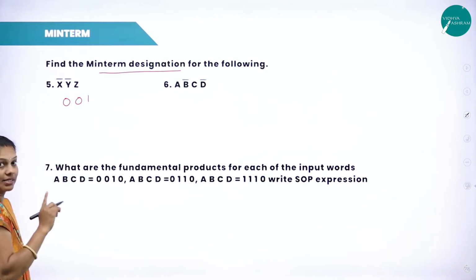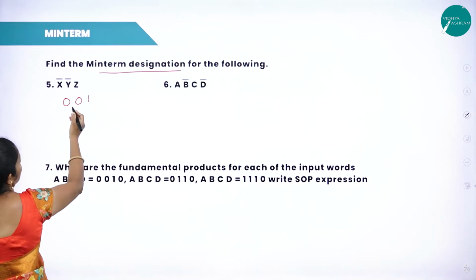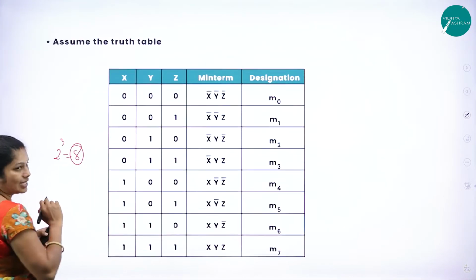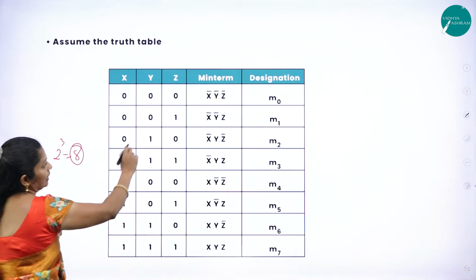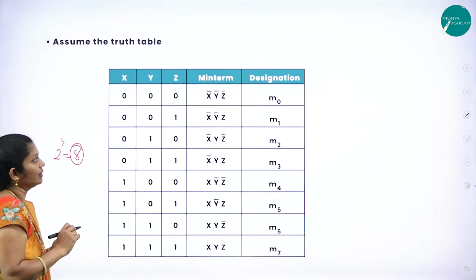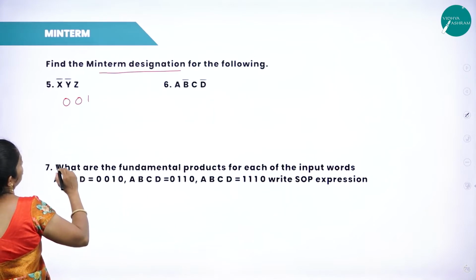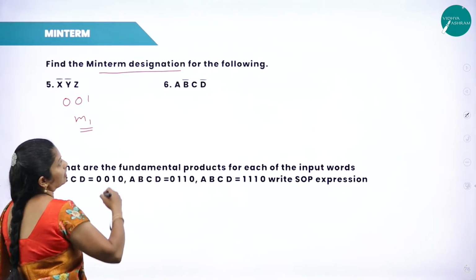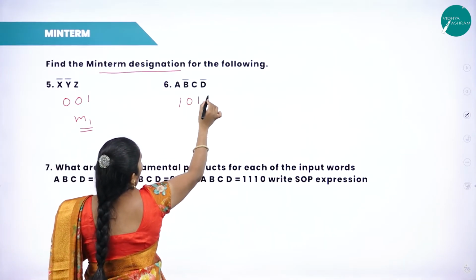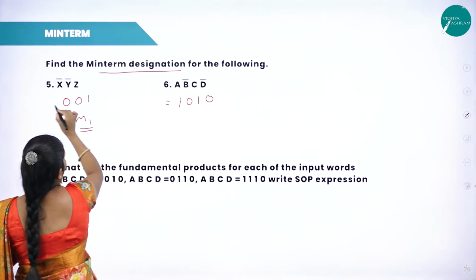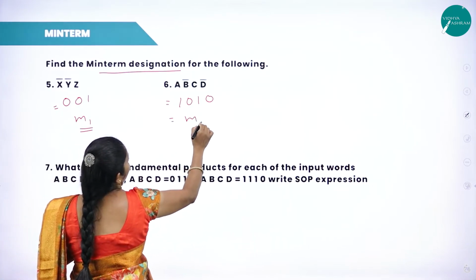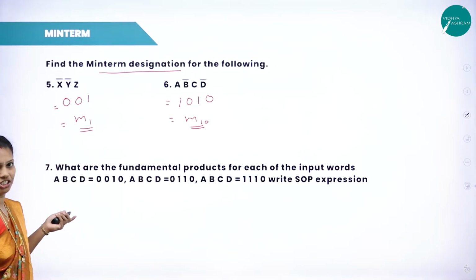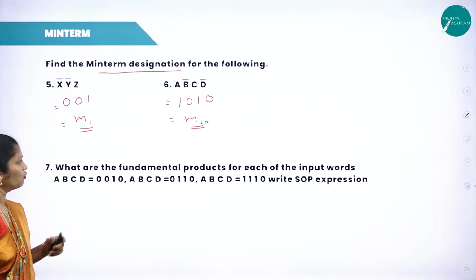Then what is the designation for this one? Here there are 3 variables, so you only have to see the values of the 3 variables. When you see the table, here 3 variables, see the value. What is the value there? 001. 001 is nothing but M1. Then write down the designation, that is M1. That's all. Now here 1, 0, 1 is nothing but M5. Just you have to find the designation. For 1 mark, they won't ask this type of question.